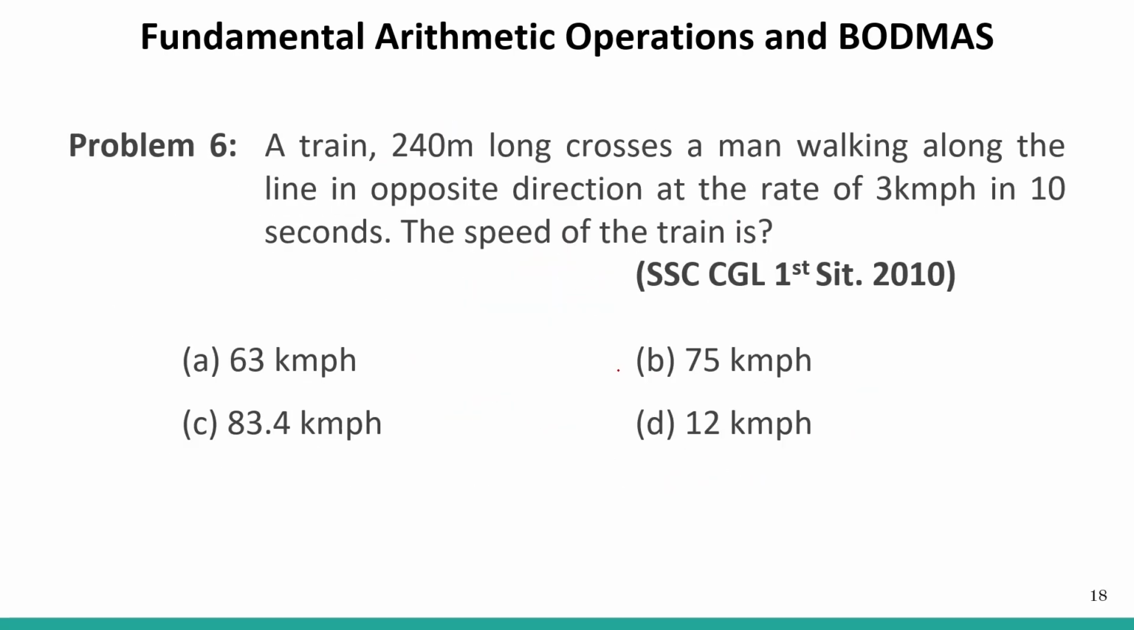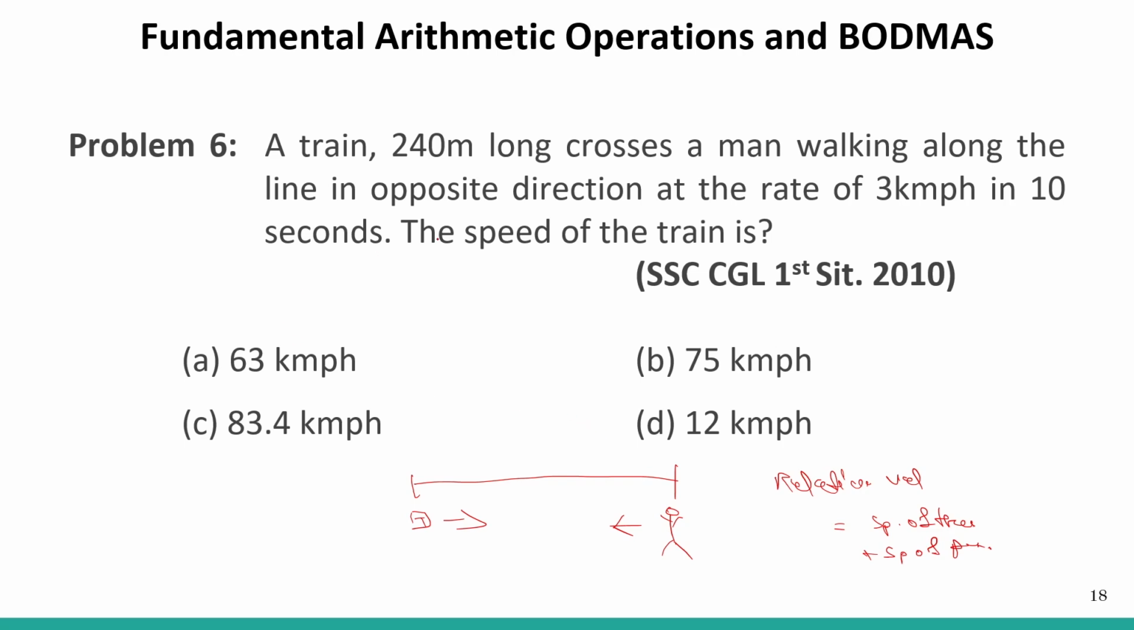That is problem number 6. So let's say a train 240 meter long crosses a man walking along the line in opposite direction. Let's see this question. Okay. The kind of problem that we are just talking about is here. So here comes the train in this direction, and here the man walking by is in the other direction. So he is coming from here. So their relative velocity will be speed of train plus speed of person.